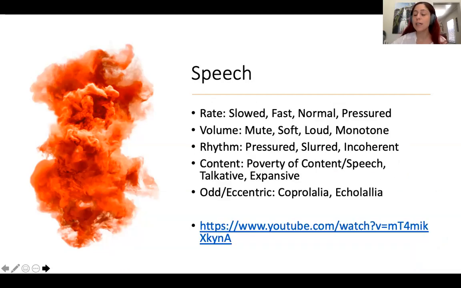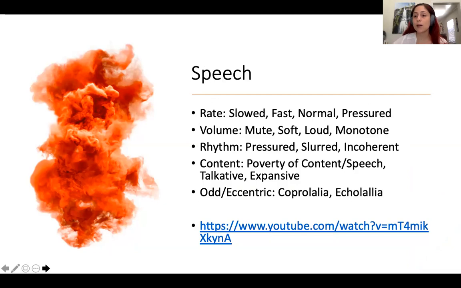Next, we have speech. This is another observed category, something that you don't have to directly ask about. Some clients will speak a lot, others will say very little. And with speech, we're looking both at what a client says, and we do get into that a little bit more when we get to content, but also at how they're saying it.